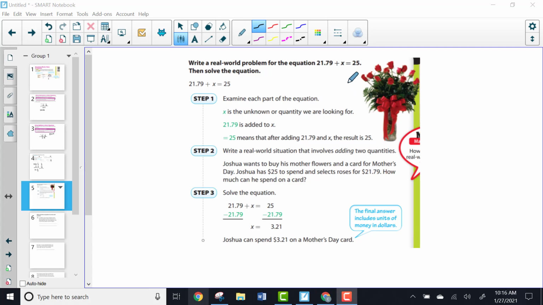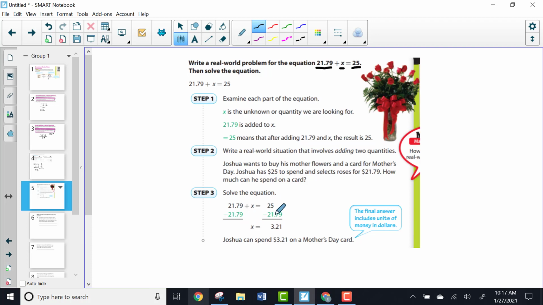Okay, so that means you're thinking about $21.79 for roses, and the amount that we do not know is x. That's the value of the card. Well, we know he has $25 total. Okay, so whenever you think about the total amount, usually that's going to be the right side of the equal sign there. Okay, so in other words, to solve this equation, we would take that 21 and 79/100 plus a certain amount is going to equal 25.